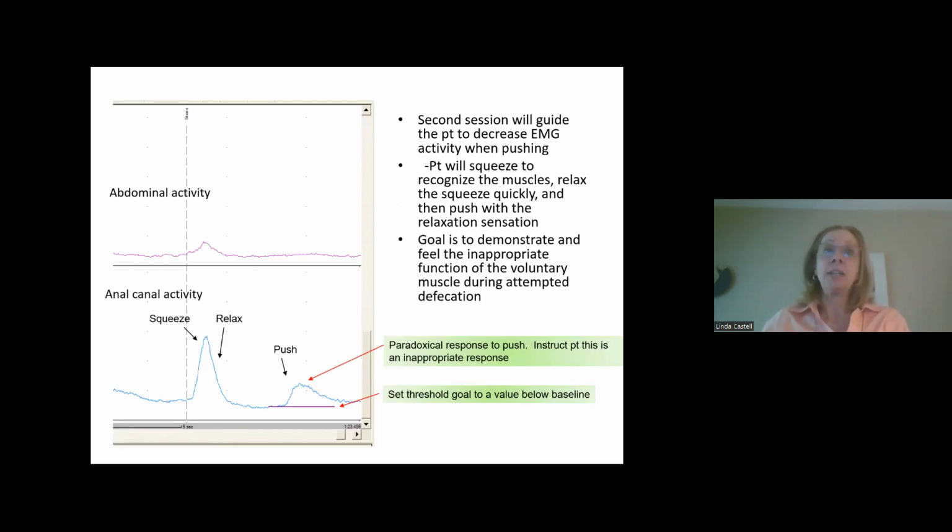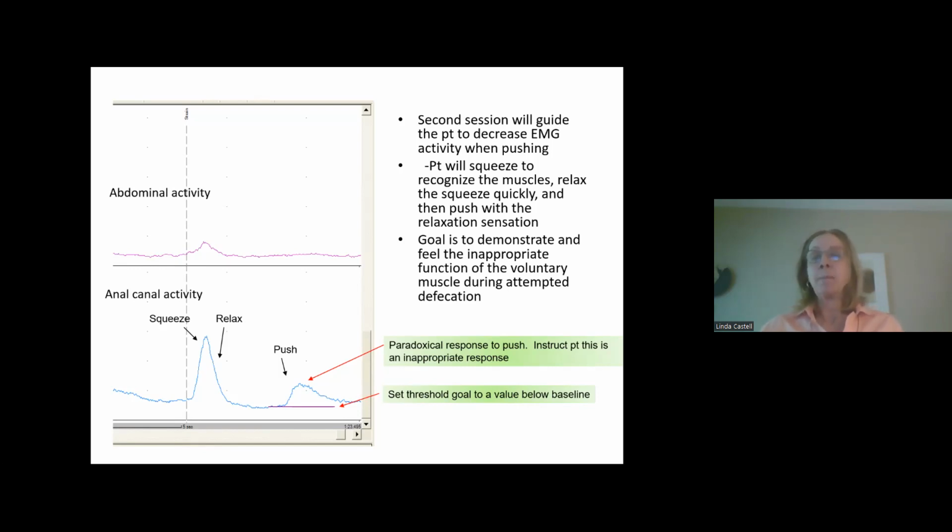On their second session, we're going to have them put the tube back in their bottom. We're going to have them do their squeezes like they were doing their exercises at home. We're just going to make sure that they were doing those exercises correctly, and that they really appreciate that feeling of relaxation. Ask them if any of those sensations of relaxation have changed, if they have a better appreciation of it after doing those exercises for a week. And then we're going to practice pushing.